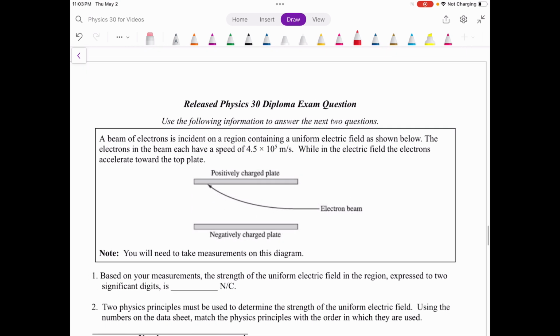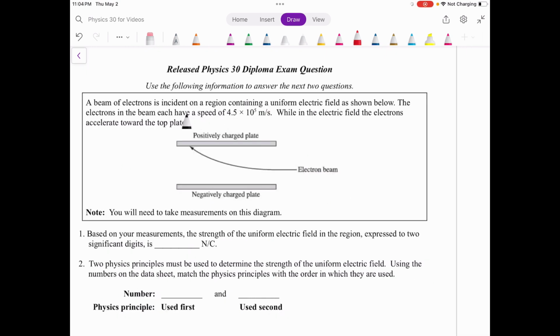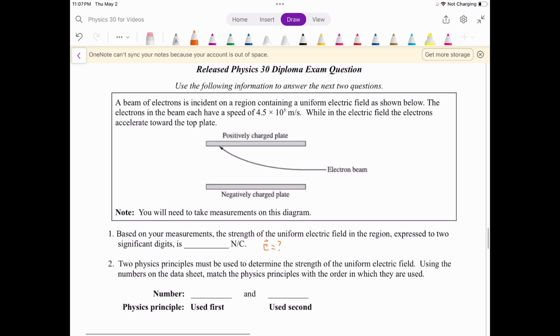Let's try it out. Like I said, it's often a good idea to read what we're finding first, read the question before diving into the information, just so that we better know what we're looking for. Based on our measurements, the strength of the uniform electric field in the region, expressed to 2 significant digits, is blank newtons per coulomb. So we're looking for the strength of the electric field. Let's start taking a look at the information here.